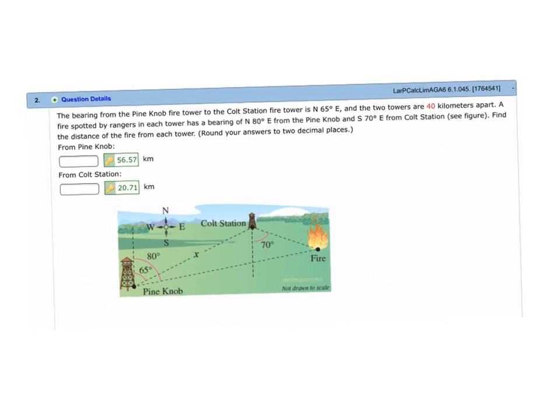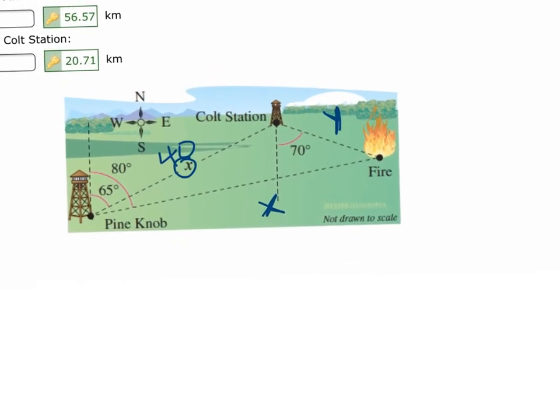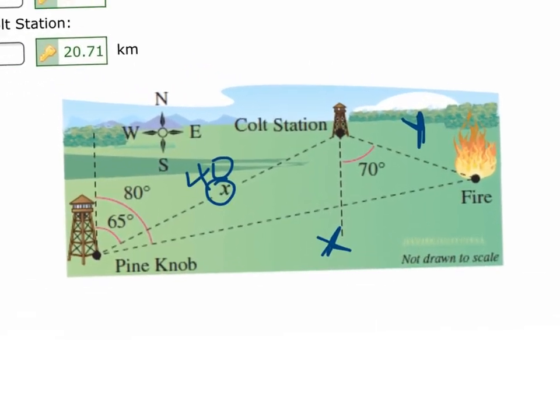All right, this one says the bearing from Pine Cob Fire Tower to the Colt Station is north 65 degrees east. That one's already marked. The two towers are 40 kilometers apart. So this measurement here in this example was 40. A fire spotted by rangers in each tower has a bearing of north 80 degrees east from Pine Cob and south 70 degrees east from Colt Station. Find the distance of the fire from each tower. So from Pine Cob, this would be my X. And then from Colt Station, let's just call that Y, but you can call it any variable you want. Okay, draw in your north-south lines again.